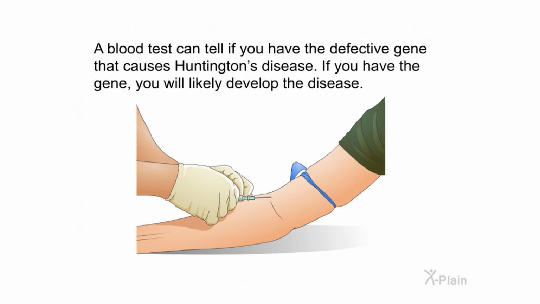A blood test can tell if you have the defective gene that causes Huntington's disease. If you have the gene, you will likely develop the disease.